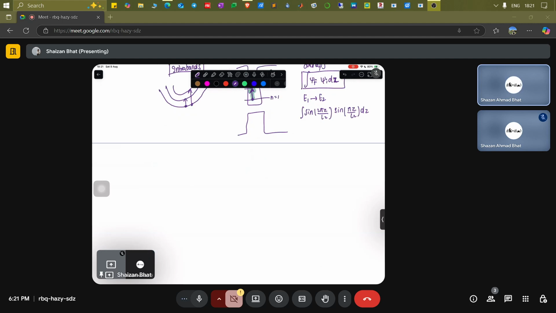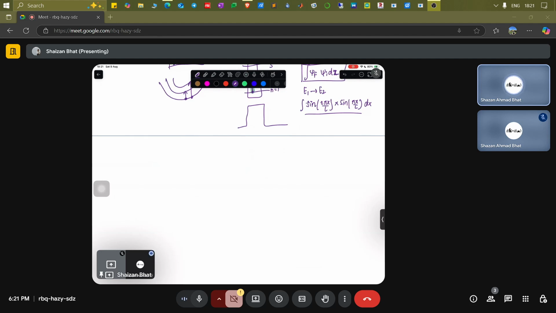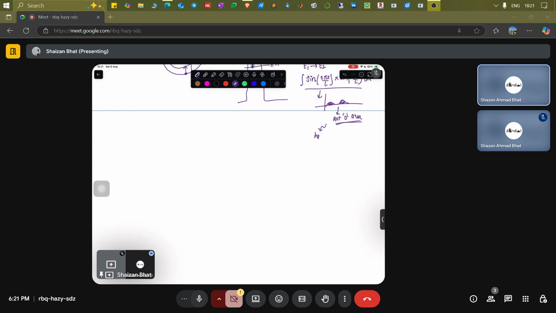Okay, there is x. No, I guess we have made a mistake. So we can write it as the integral of sine of 2 pi x over L times x times sine of pi x over L dx. So you can solve this integral graphically and you will get an overlapping region like this with a non-zero area. So the area under the curve is not zero, hence it is an allowed transition.